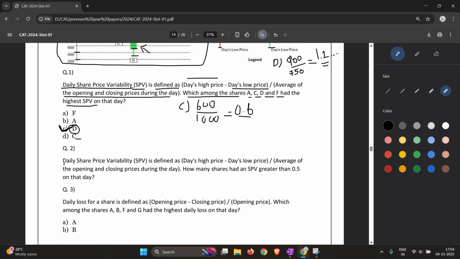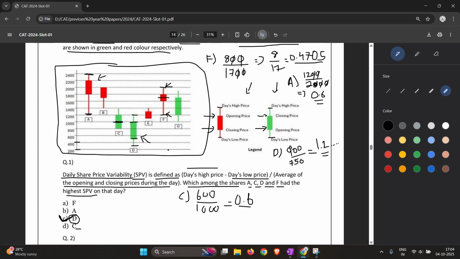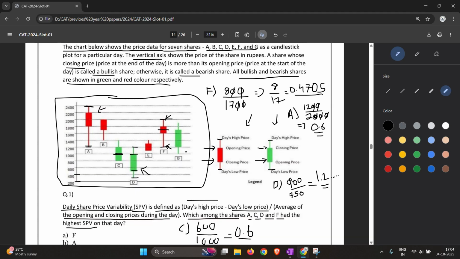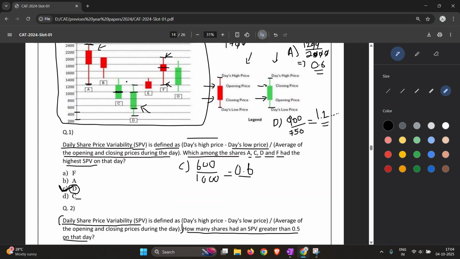Let's go to the next question. Daily share price variability. Again, the definition of the SPV is given over here. And then the question is, how many shares have a SPV of greater than 0.5 on that day? So we already know the SPV for 3 of the shares. Since we only have 7 in total, let's calculate for the remaining 3 as well.